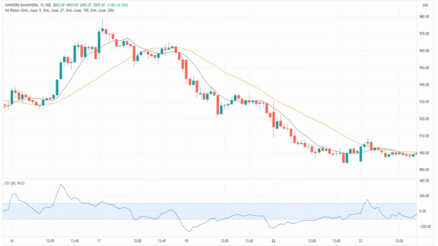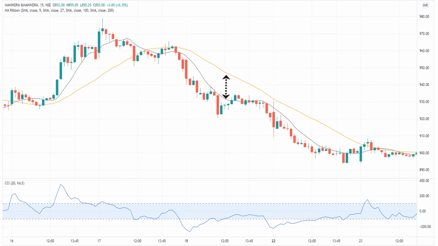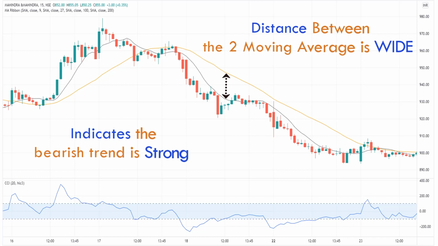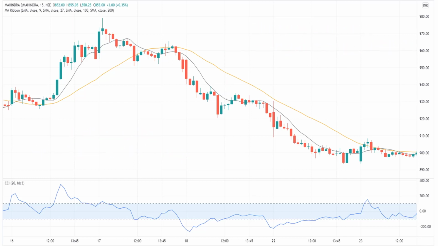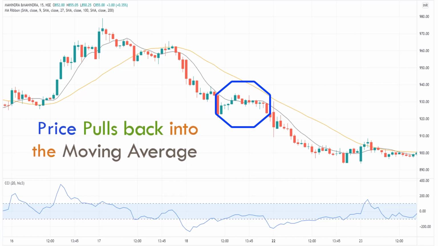Now, here in this example, the 9-period moving average is below the 27-period moving average. So the trend is clearly bearish. And also, the distance between the moving averages is wide. So the sell trend is clearly strong. And this satisfies our step 1. And over here, we have a pullback into the moving average. And that is our step 2.